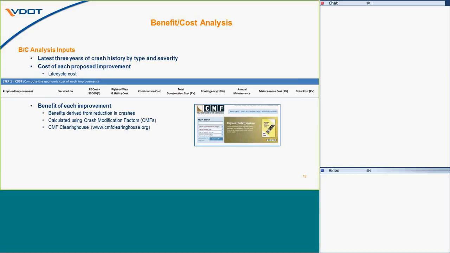I'm sure everybody's familiar with that, but I'll just refer to the CMF Clearinghouse, and you can see the website posted there is where the CMFs are obtained. There's over 4,000 CMFs at the website covering 100 treatments. So looking at that, you'll be able to enter the name of a treatment, for instance, rumble strips, and it'll produce a CMF, a crash modification factor that tells you how crashes would be affected by employing that treatment.